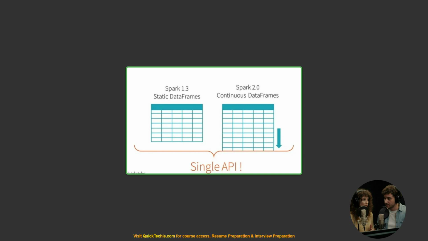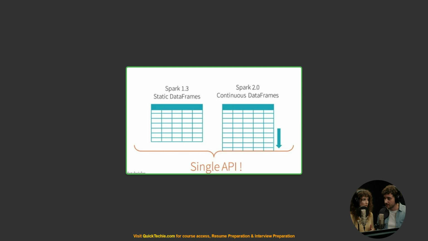2. Spark 1.3: Static data frames. The keyword here is static. In Spark 1.3, data frames were designed primarily for batch processing. Think of batch processing like doing your laundry. You collect all your dirty clothes, data, throughout the week, and then you process them all at once in a big batch on laundry day. Similarly, batch processing in Spark involves processing a large, bounded dataset that has already been collected and stored.